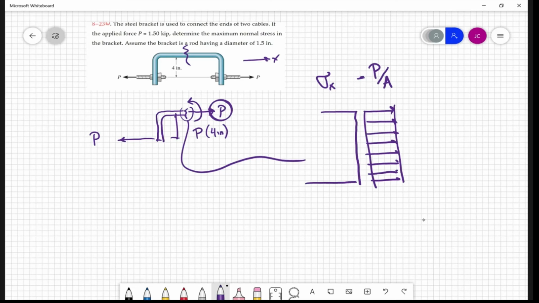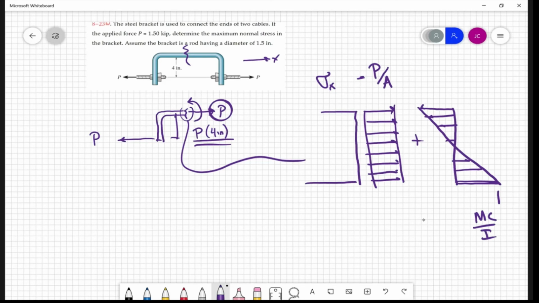Now, superimposed on that are the bending stresses due to this moment, the 4 inches times P. It's going to be compressive at the top and then become tensile at the bottom. And the stresses are going to look like this. So this max value here is going to be MC on I, and this one is going to be minus MC on I. It's also a sigma X stress.